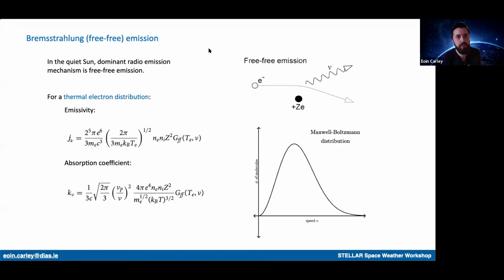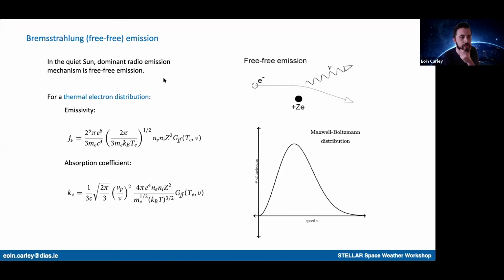The first emission mechanism we're interested in, particularly for the quiet sun, is Bremsstrahlung emission, otherwise known as free-free emission. For the quiet sun, this is the dominant radio emission mechanism. It gets its name because we have free electrons zipping around the plasma, and they're able to undergo deflections in the presence of other charges. That deflection is an acceleration, and an accelerating charge will emit radiation or a photon.